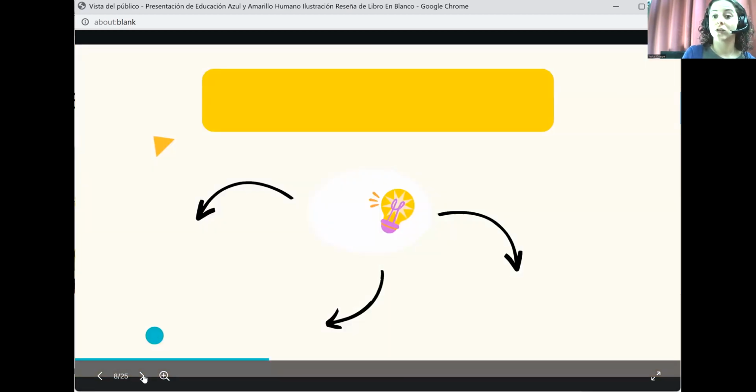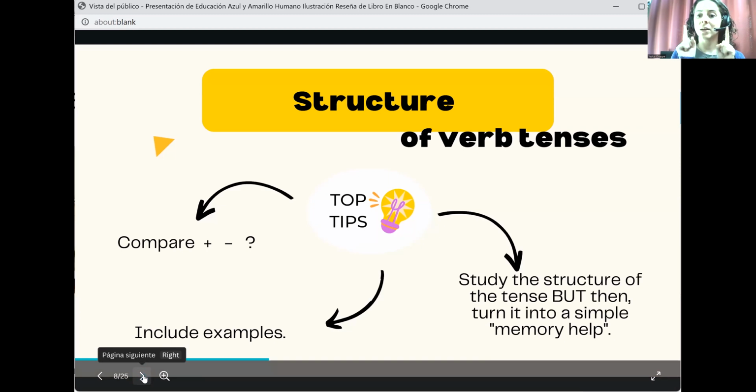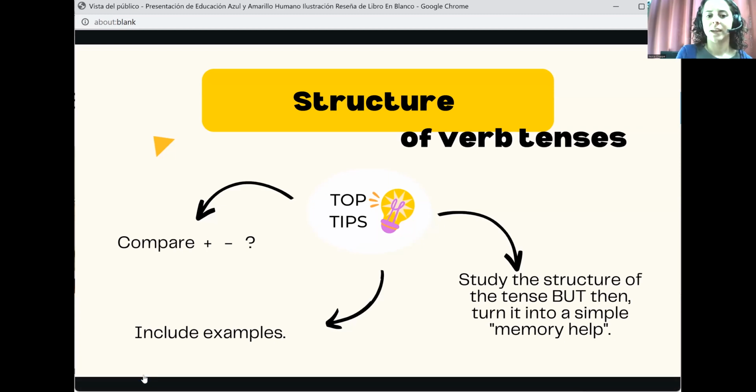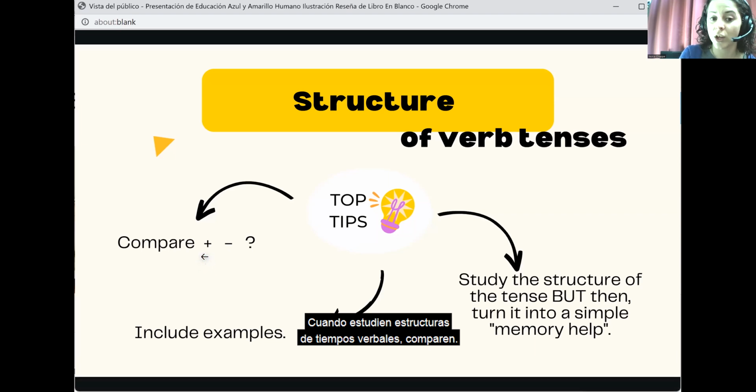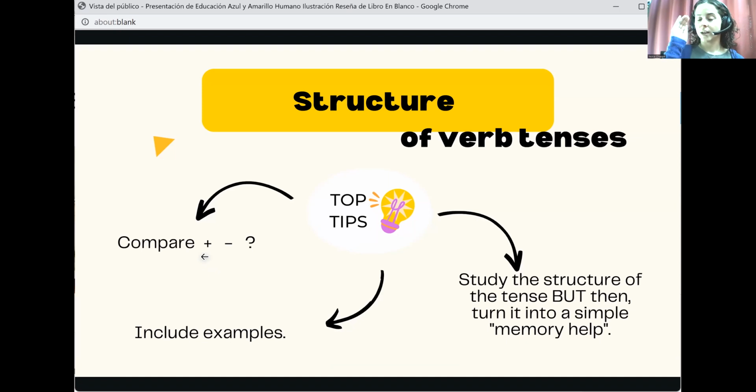Now, let's get to business. Let's get to the structure. Very important top tips. When you study structures of verb tenses, compare affirmative, negative, question, affirmative, negative, question. I go, I don't go. Do I go? She goes, she doesn't go. Does she go? Repetition. Repetition helps a lot.